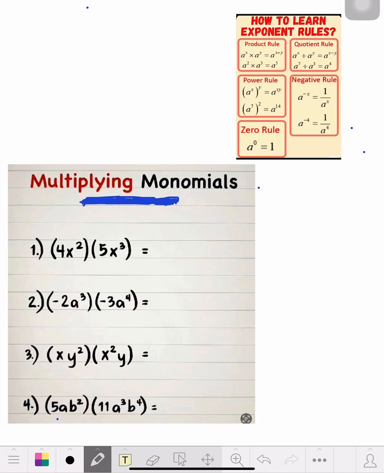The lesson for this afternoon is multiplying monomials. Okay, so we look at this, and up there I put the exponent rules. What these actually all fall under is the product rule. See it right here, product rule.